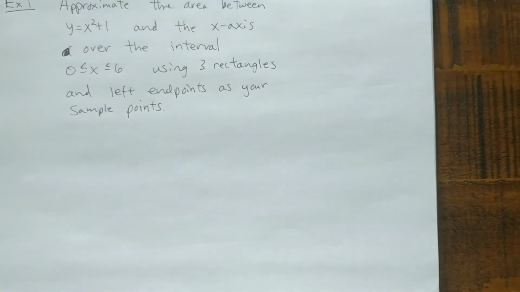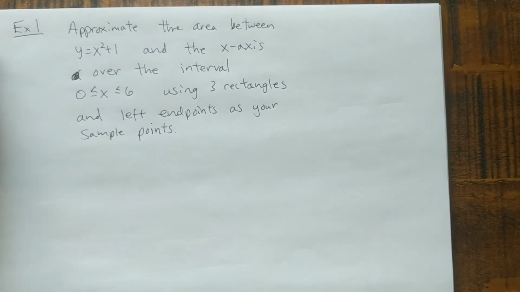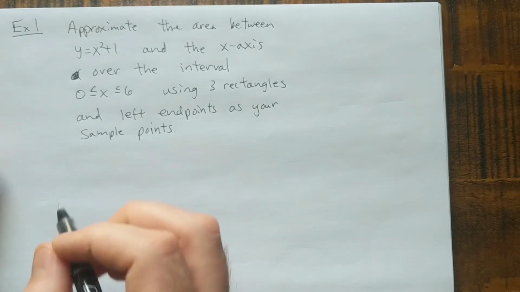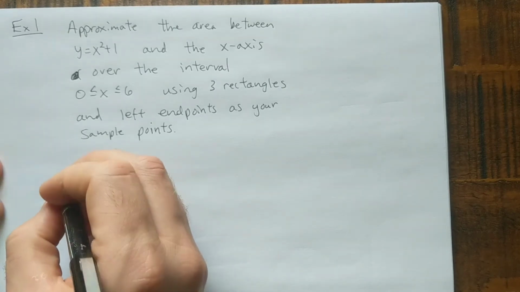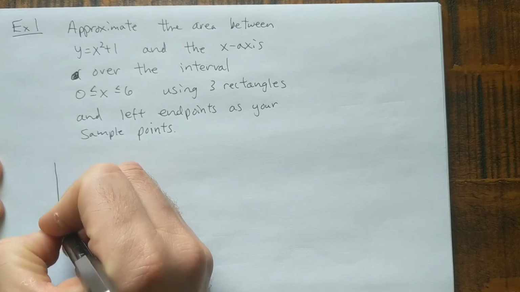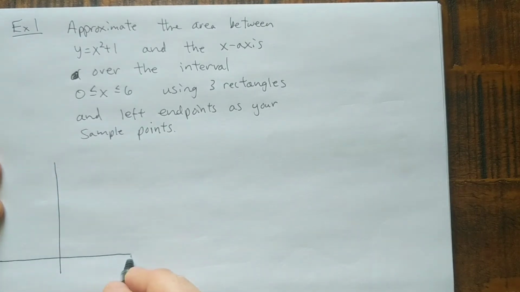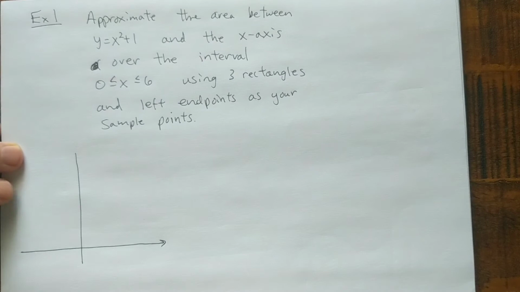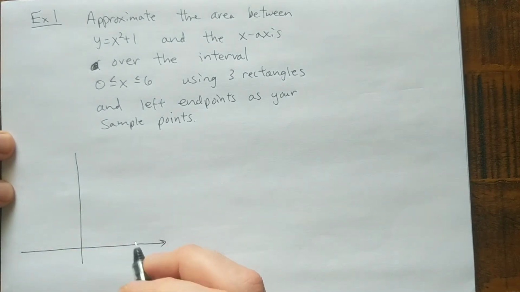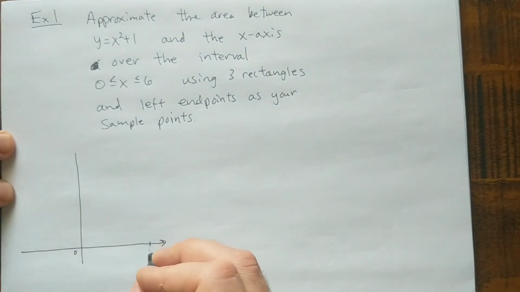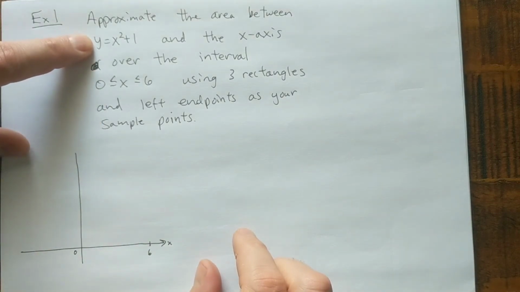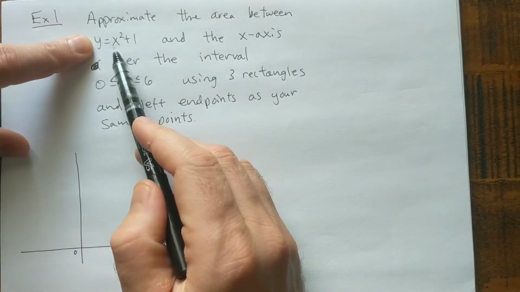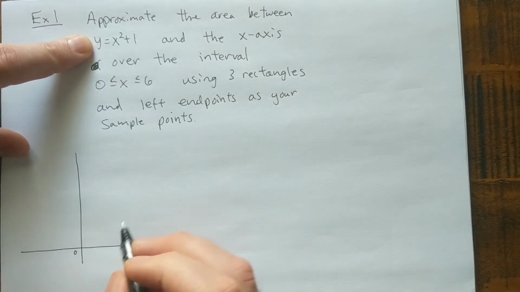So let's do an example, and we'll see how this goes. So let's talk about this in terms of delta x and c sub i once we get there. So we can actually draw a picture of this, so maybe we should do that. Let's see what we have. We're going from 0 to 6, so we'll call this 0, and we'll call this 6 on the x-axis. This is the function y equals x squared plus 1, so remember what that looks like. This is the basic parabola, and then we're adding 1, so we're shifting it up 1.